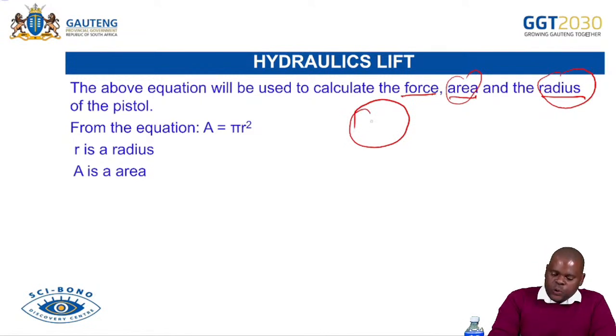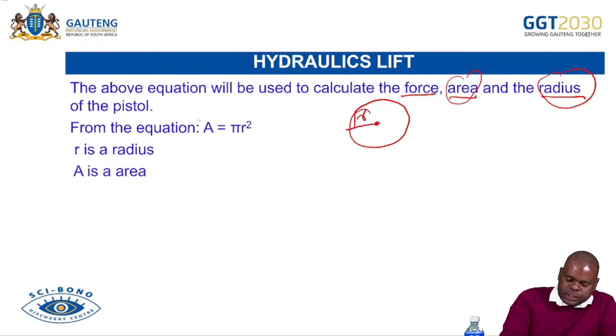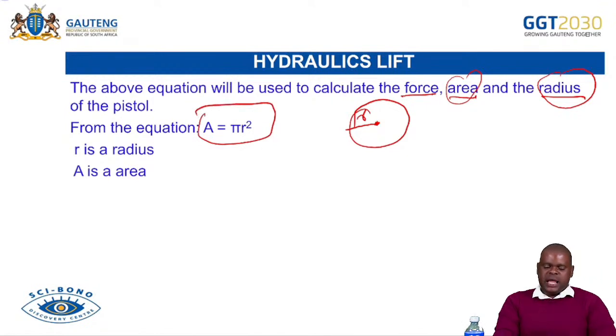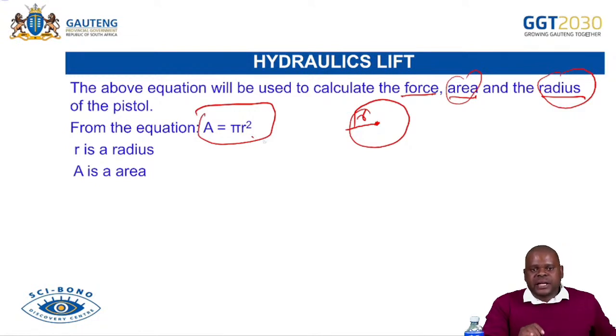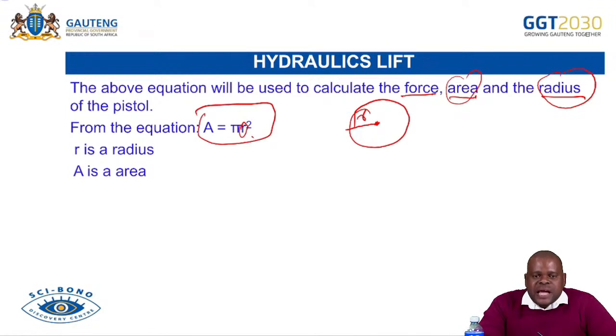That means because we use a circle, then we are able to calculate what? The radius, by using this formula. This is the formula that we use to calculate the area of a circle. Are we together? We're using this formula to calculate the area of a circle. And this R that you see here, it's what? It's a radius. Are we together?